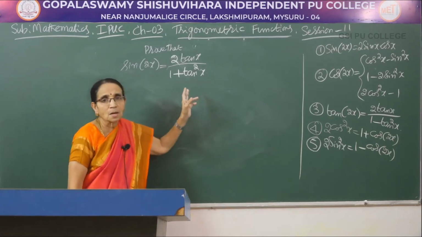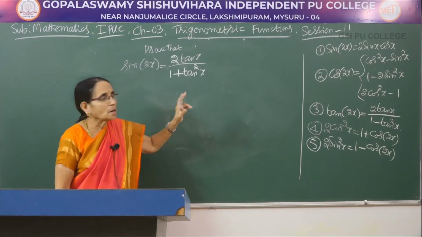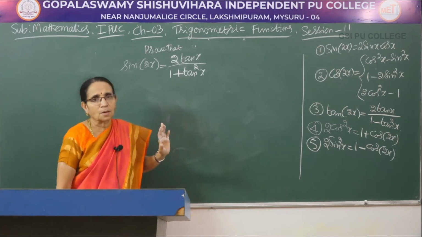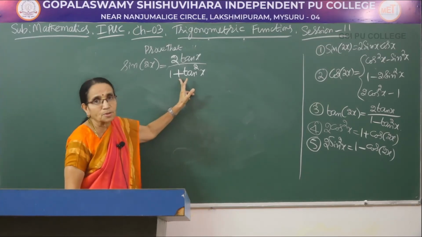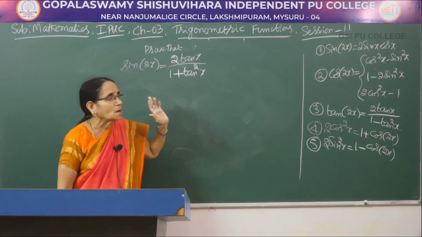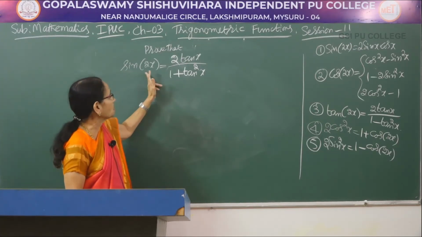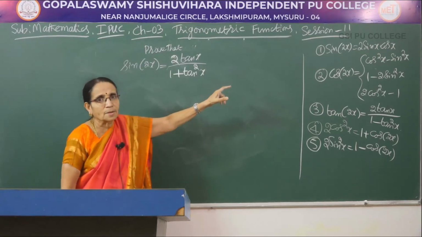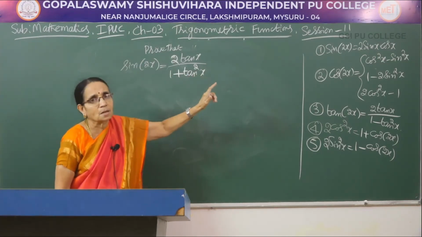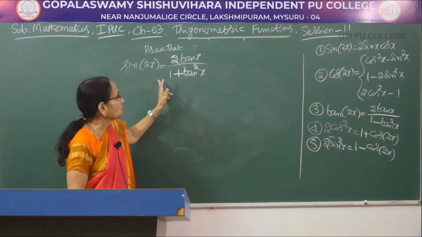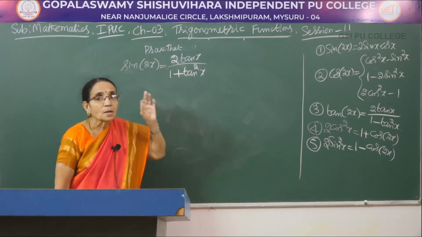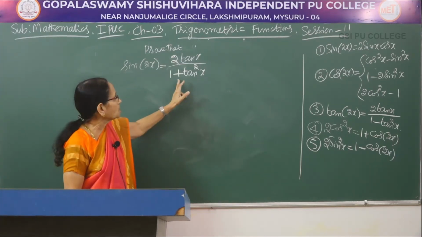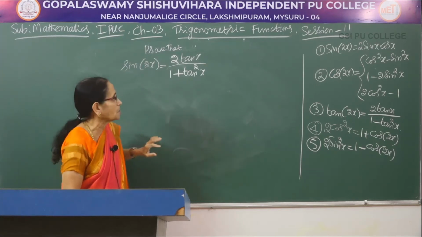And what I have written here? 2 tan x divided by 1 plus tan square x. You have to be careful about this sign, because we have the same numerator. If you write plus here, it is sin 2x. You observe here, sin of 2x has got one expansion like this. It is purely in terms of sin and cos. Whereas here, sin of 2x is expressed in terms of the tangent function. So in the denominator, it has to be positive.